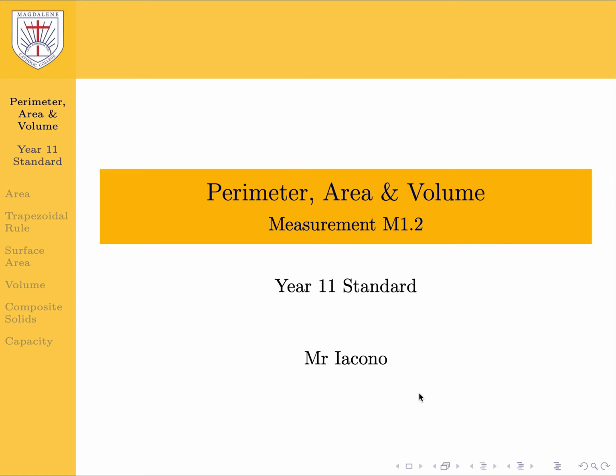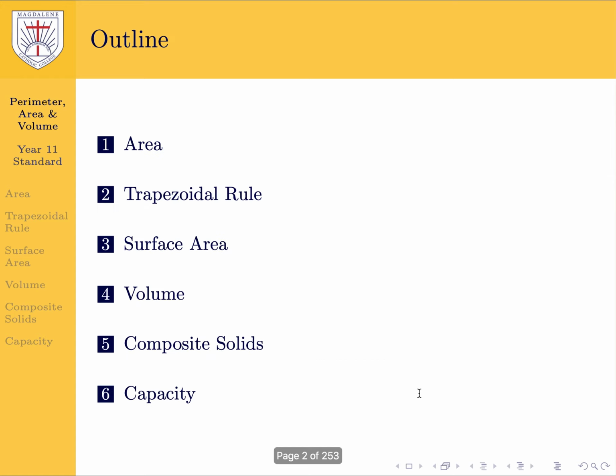New topic: perimeter, area and volume. Across this topic there are several different areas, and there's actually more than 6, but I've broken it down into 6 main categories. So we're going to look at just area, then the trapezoidal rule, surface area, volume, composite solids, and then capacity. You'll notice that perimeter is not actually a subtopic we'll look at, it's assumed knowledge.